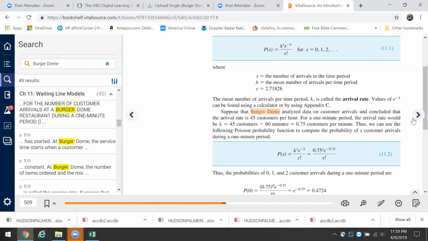When people call and reserve a table, that's first come, first serve queue discipline, for the simple reason that they're there at a certain time. And a lot of restaurants would say, well, if you're not here by a certain time, or if you don't call and say I'm running late, they'll give your table to somebody else.